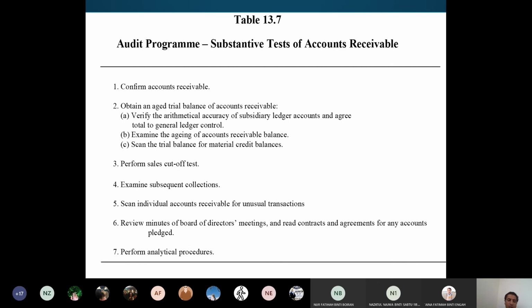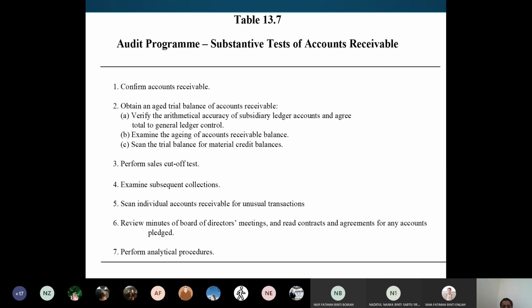We need to see how the company recorded it and how they deal with it in terms of accuracy and also classification. Number 6, review minutes of board of directors meetings and read contracts and agreements for any account pledged. So what we do here, we try to check the minutes if there is anything related to the account receivable and also the contracts with the customers.